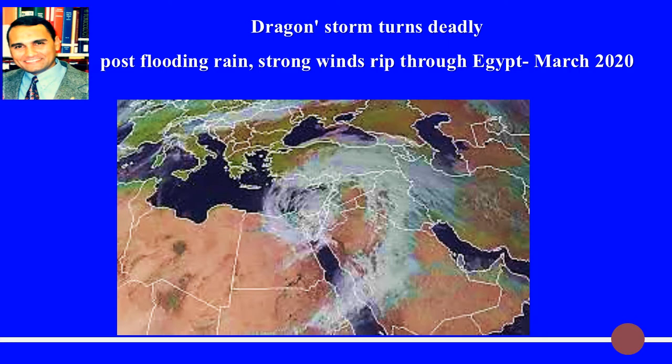Dragon's storm turns deadly post-flooding: rain and strong wind swept through Egypt during March 2020. Flooding rain transfers soil from one area to another, so some diseases may be transferred to new areas, such as anthrax, clostridiosis, leptospirosis, and so on.